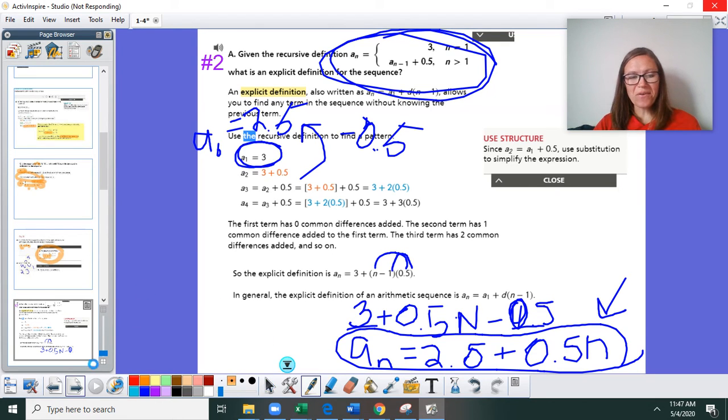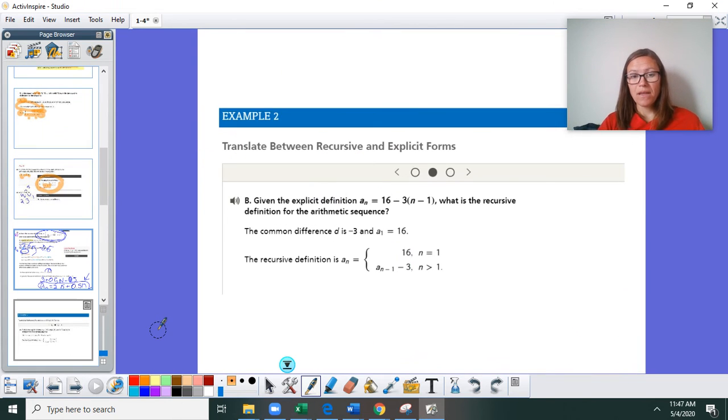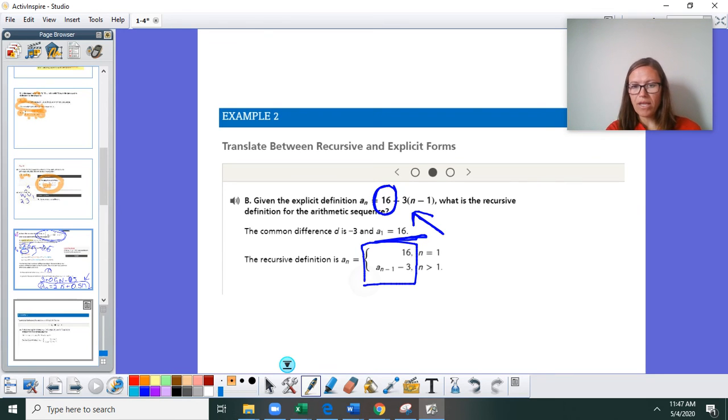Okay, so as we go, that was example 2. Please message me with questions always. In example 2 part B, given the explicit definition, they're going to ask you to write the recursive. So we're pointing out those key parts. That is our a sub 1. This is our common difference. And so when we're looking, we know the important stuff right here. And the rest of it is just writing it with that specific notation.